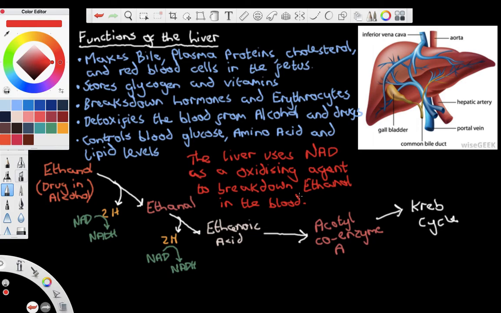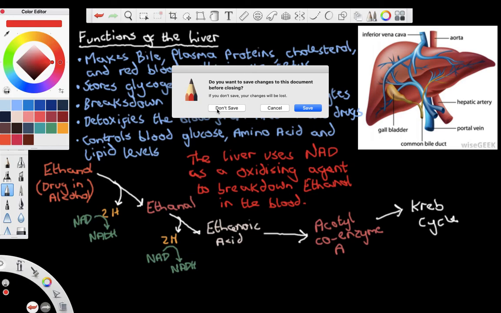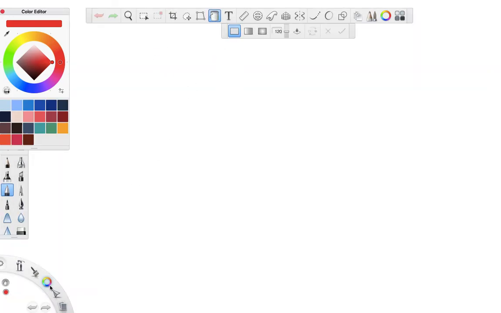Okay, so the functions of the liver include it makes bile, plasma proteins, cholesterol, and it makes red blood cells in the fetus. It stores glycogen and vitamins. It breaks down hormones and erythrocytes. It detoxifies the blood from alcohol and drugs by using NAD as an oxidizing agent to oxidize ethanol into ethanal, into ethanoic acid, and then acetyl coenzyme A and the Krebs cycle. It also controls blood glucose levels, blood amino acid levels, and lipid levels. Okay, so final bit. I know I've said that before, but it's easier if we break it down like this.